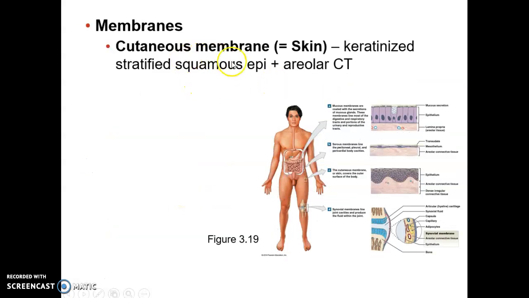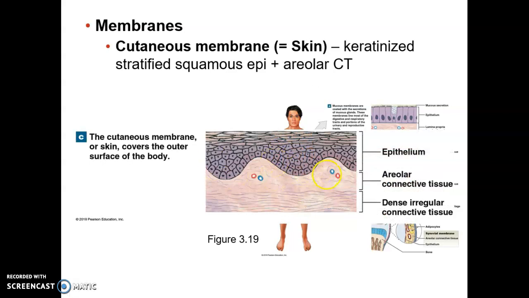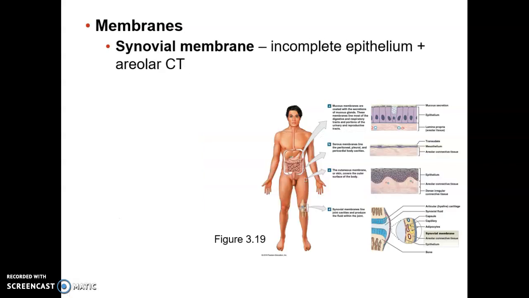And then a cutaneous membrane, our skin, it's dry, exposed to the environment. It is a stratified squamous epithelium, and since it's dry, it's keratinized to reduce water loss. And underlying connective tissue, the top portion of the underlying connective tissue is areolar connective tissue. As we transition to the deeper connective tissue, it is dense irregular connective tissue. And we'll see this again when we do the integumentary system next chapter. And then the synovial membrane, incomplete epithelium, as I mentioned, with an underlying areolar connective tissue.